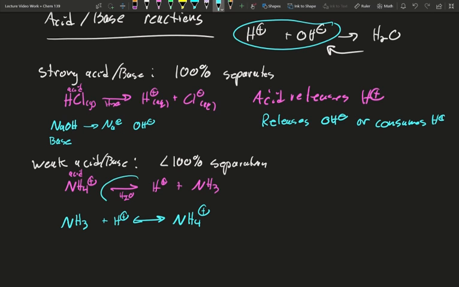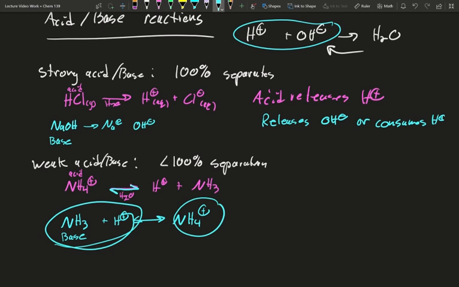In fact, you may have noticed a little bit here, there was a double-headed arrow. This is an equilibrium. It goes back and forth. Your weak acid will break apart, but the things it breaks into can recombine. Ammonia, NH3, is a base because it can consume the H+. It can react with that H+, they'll just stick together. And what does it look like when they've stuck together? It looks like NH4+, because that's what it is. It's 4 hydrogens, a nitrogen, and a positive charge.